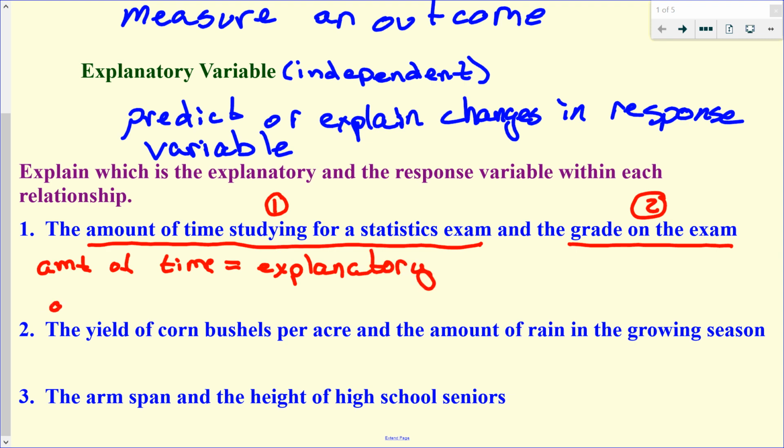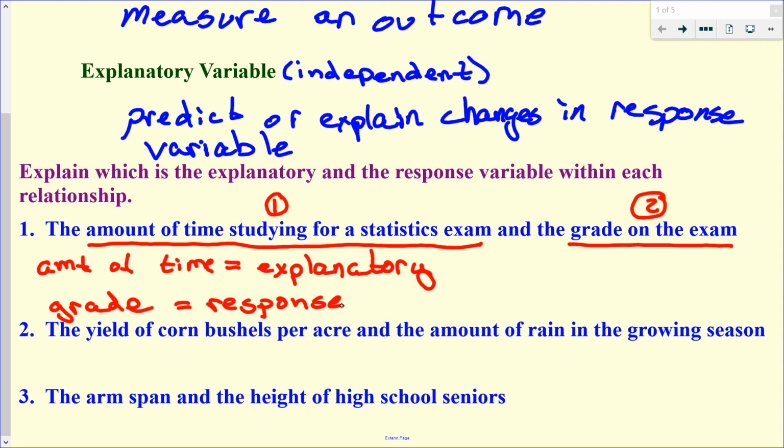And the grade is our response variable. Now, the response variable, as said, measures an outcome. And a grade does measure an outcome. It measures your performance on the exam. And it's logical, and you probably have some experience, that the more you study, the more likely you're going to perform better on the exam.